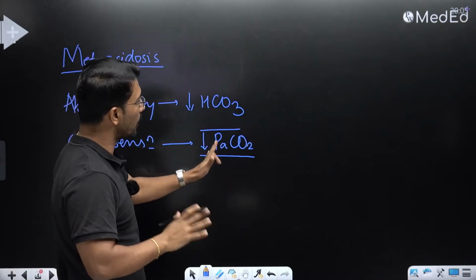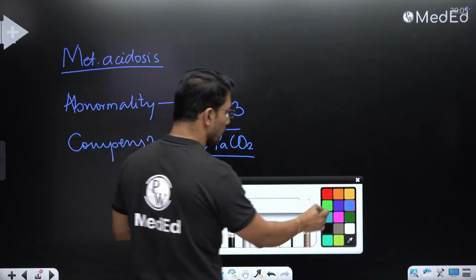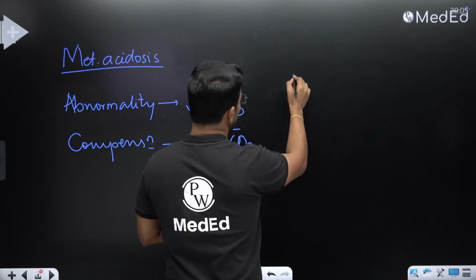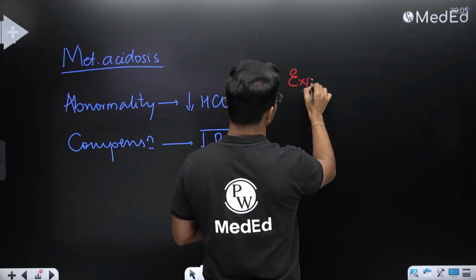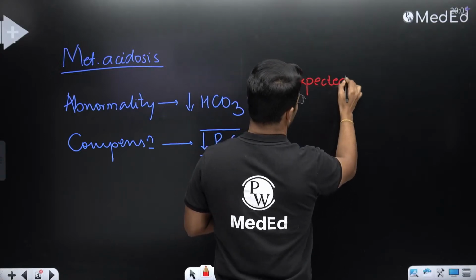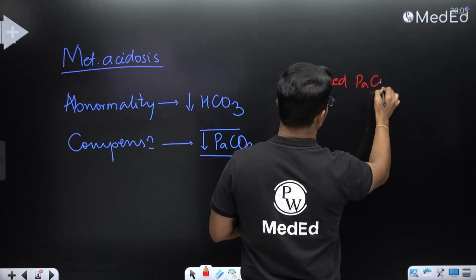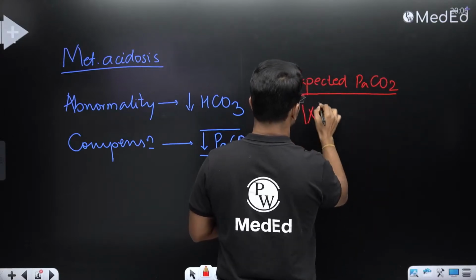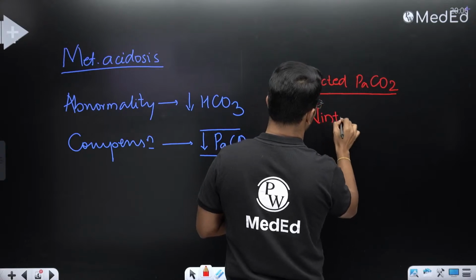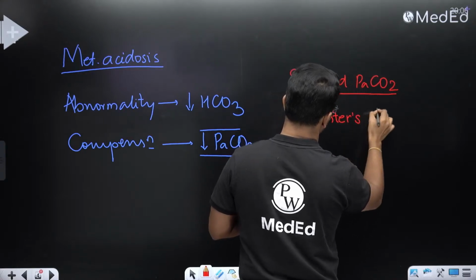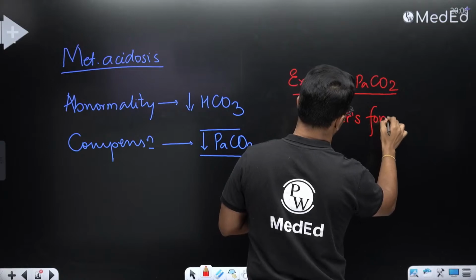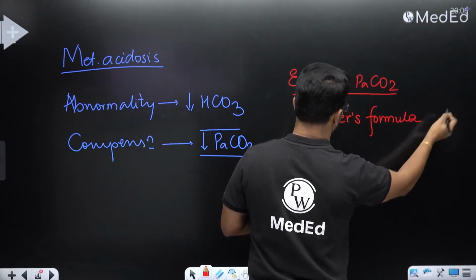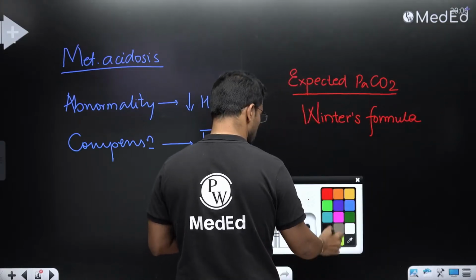So we can calculate the expected PaCO2. For that, there is a formula which is called Winter's formula. Let us calculate the expected partial pressure of carbon dioxide in a case of metabolic acidosis. The formula that we use is called Winter's formula. Now, what is the formula? The formula goes like this.